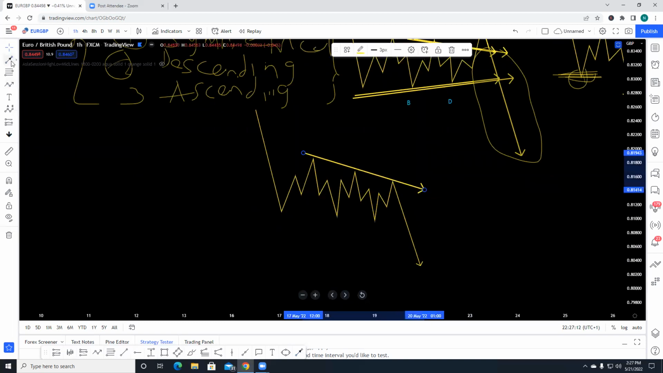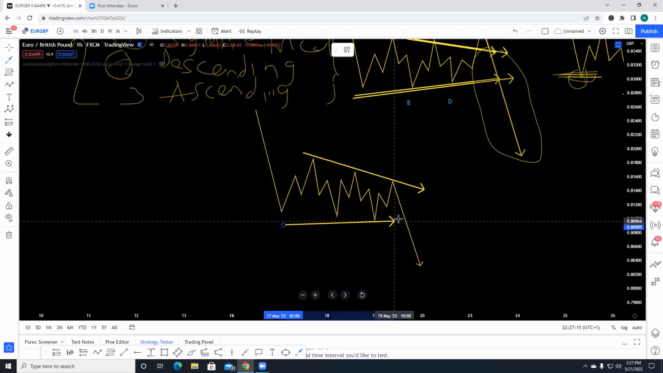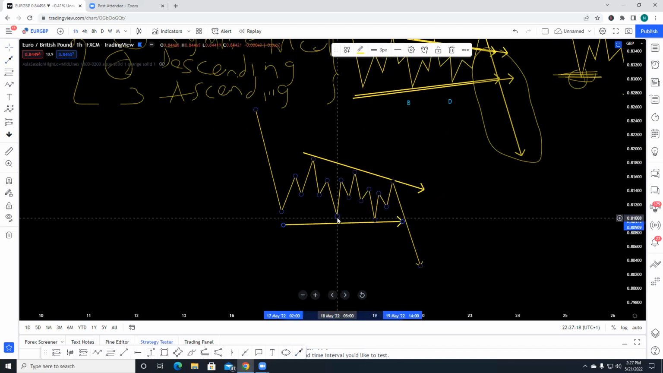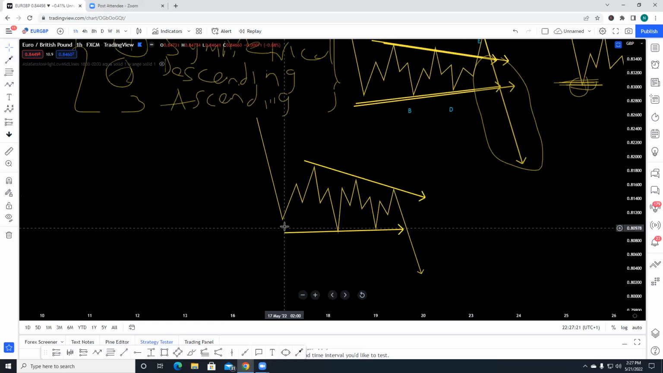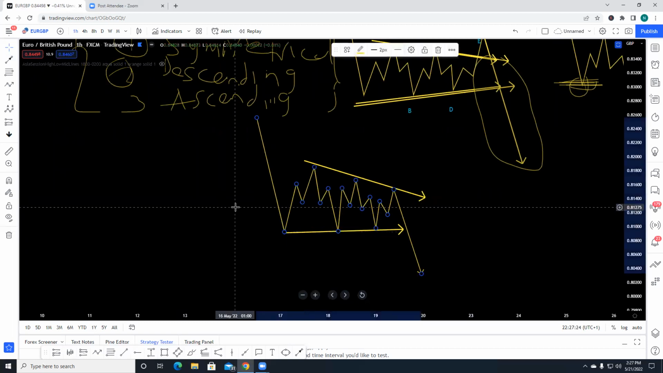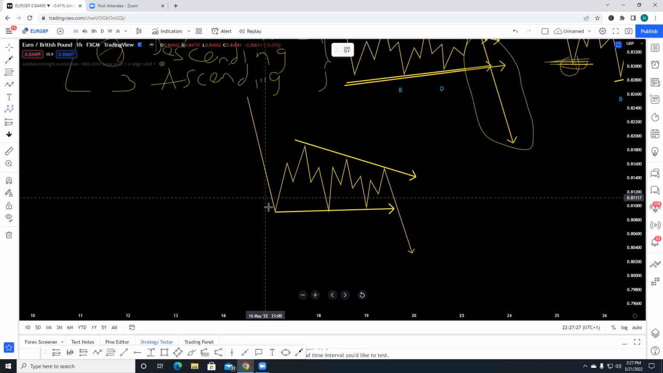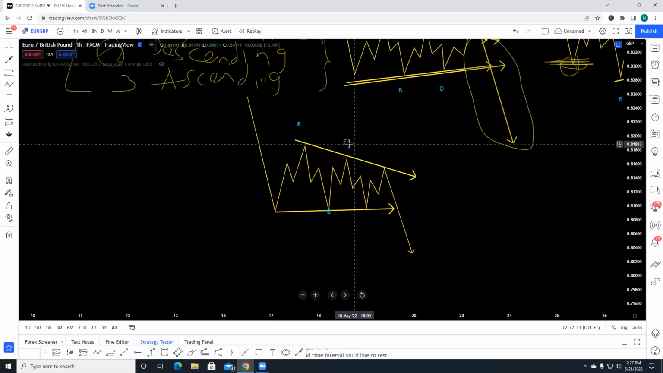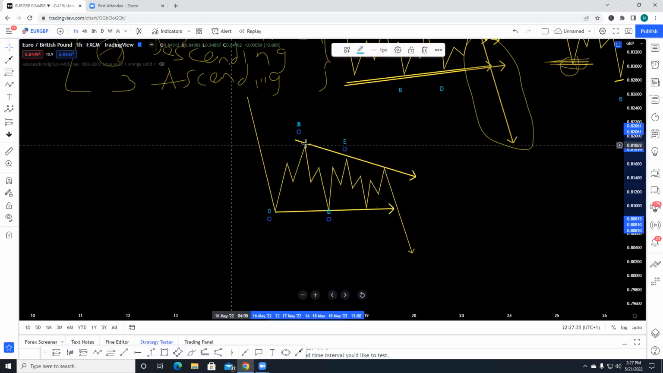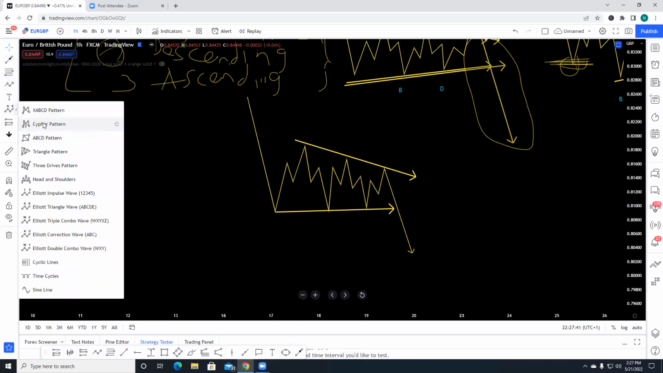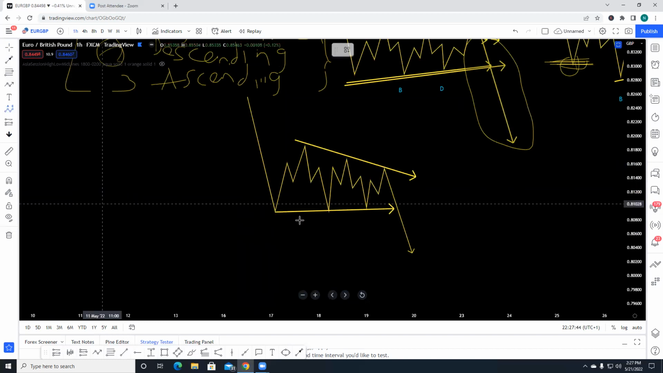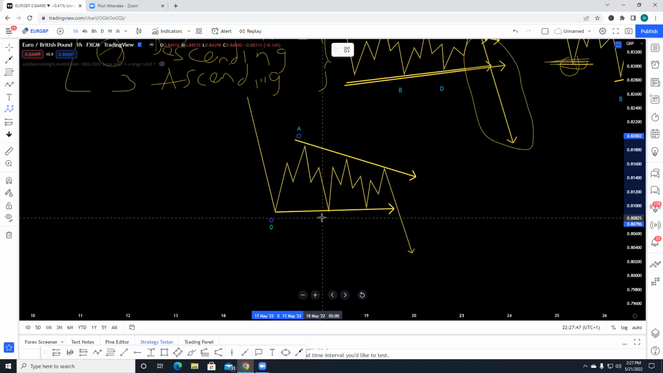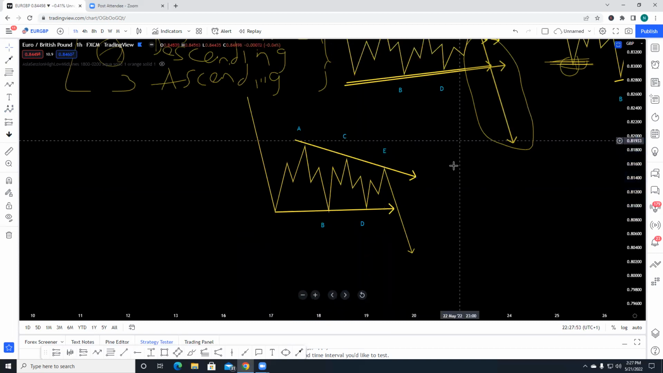Declining top and then flat bottom. This is what we call a descending triangle. Let's label them, guys. Let's label it with A, B, C, D. Oh, sorry, guys. Let me delete this one. We have another one: A, B, C, D, E, with 1, 2, 3, and then A, B, C, D, and E, and you move to the downside.